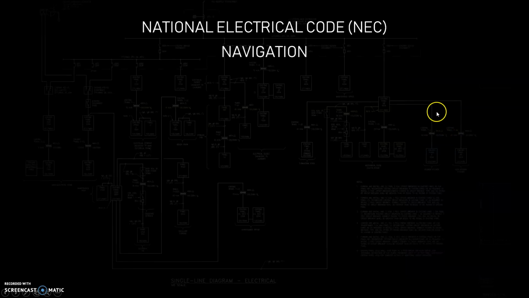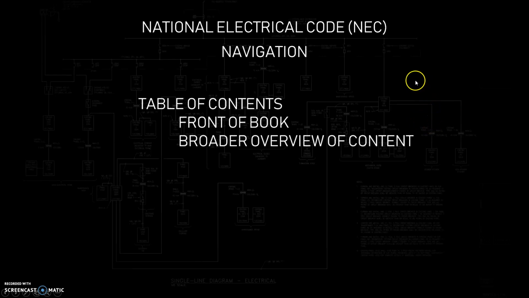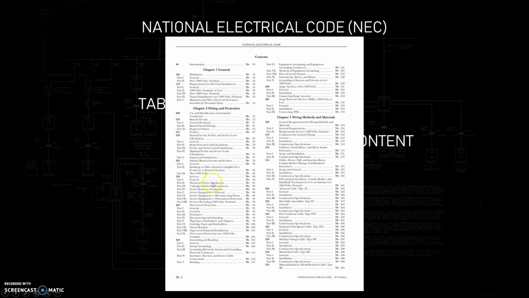All right, so navigation, how are you going to find your way around this thing? There are 2 basic methods. These probably won't be a surprise. We have a table of contents, okay? It's in the front of the book. Again, hopefully no surprise there. This is going to give you a broader overview of the content in each chapter, okay?